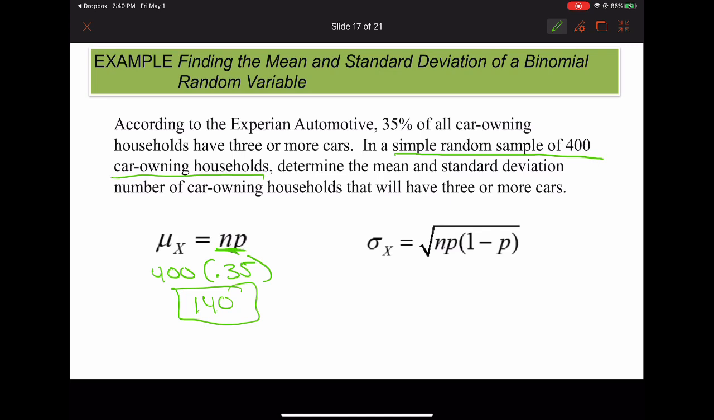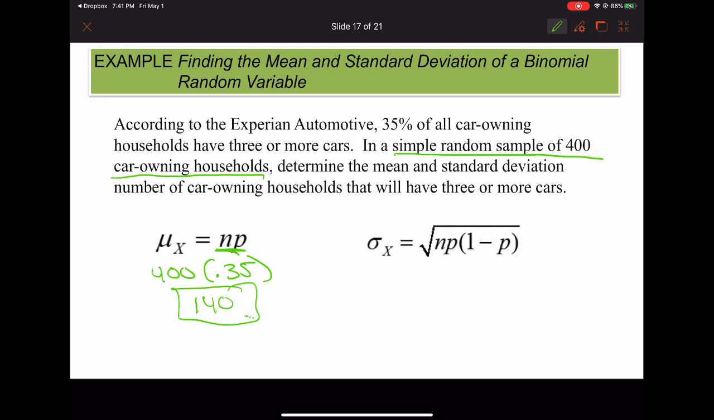So this is how many we would expect. We say we expect there to be 140, because 35% of 400 is 140. That's where we got the mean. We would expect there to be 140 of these car-owning households that would have 3 or more cars.